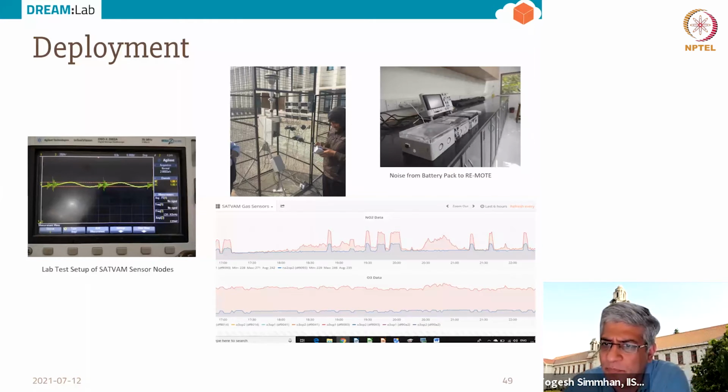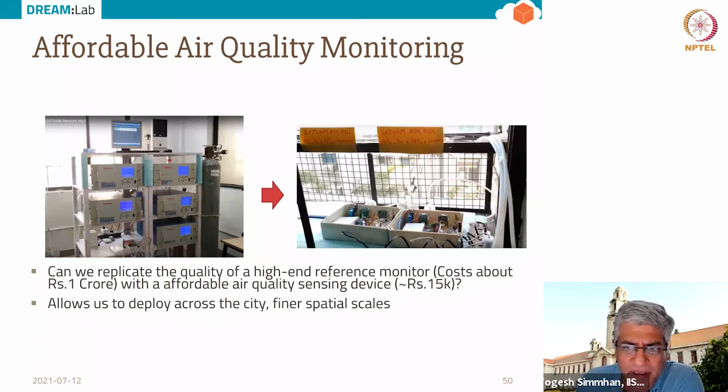We had some deployment happening in Delhi for a short period of time, followed by which the current deployment is at IIT Kanpur. And here are various visualizations and so on of the field setup. And this is an example of the high-cost reference-grade monitor that costs about $1 crore or so, and our corresponding low-cost sensors, which cost about 10 to 15K or so.